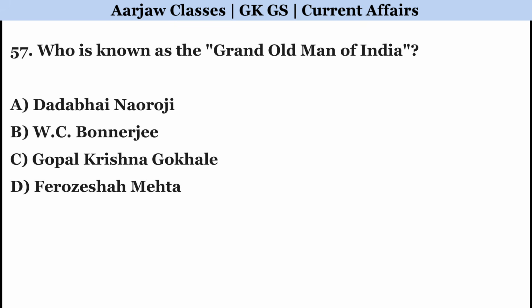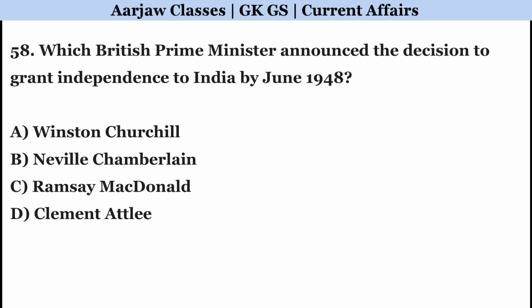Who is known as the Grand Old Man of India? Correct option is A. Dadabhai Naoroji. Which British Prime Minister announced the decision to grant independence to India by June 1948? Correct option is D. Clement Attlee.